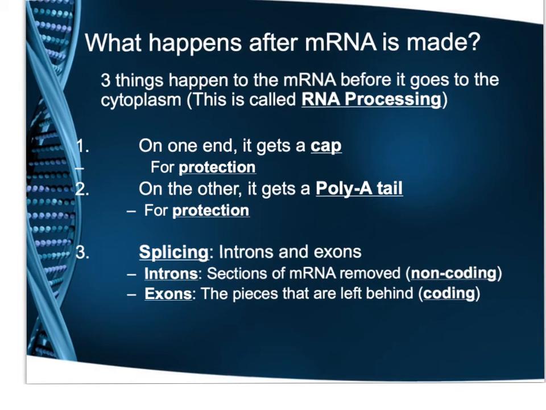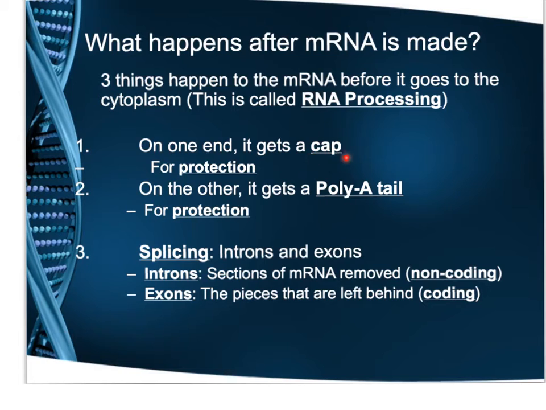So what happens after mRNA is made? Three things happen. This is called RNA processing. When RNA is completely done being made, it gets some tags, basically, to tell the cell that it's done, that it's ready to be made into protein. One thing that it gets is a cap. It's actually called a methylated cap, but it's just something for protection so that the cell doesn't see that it's kind of this foreign object and want to destroy it.